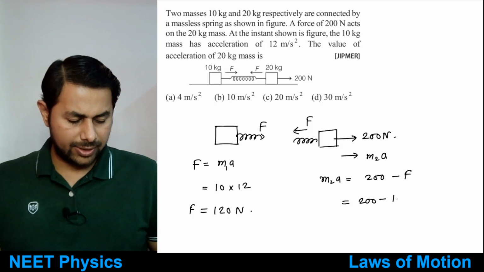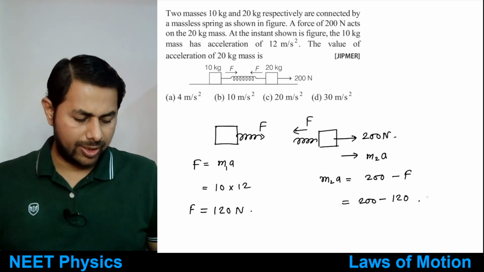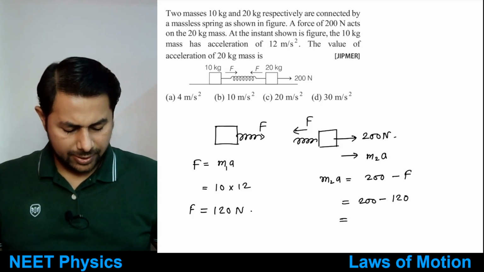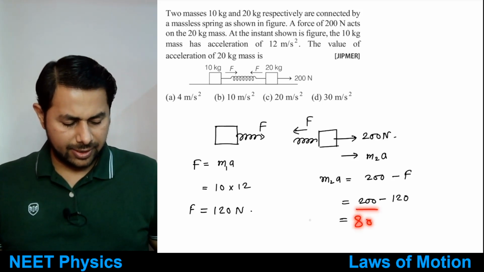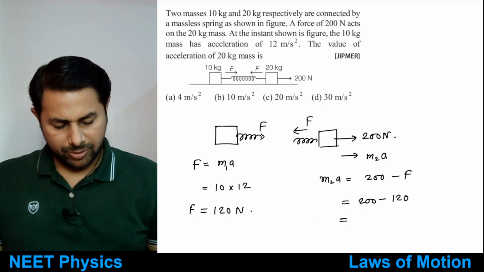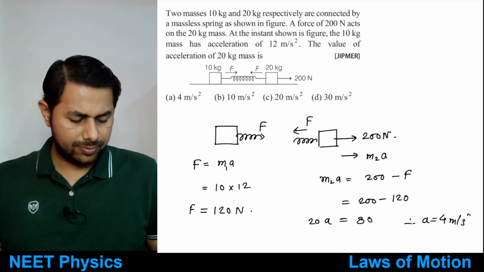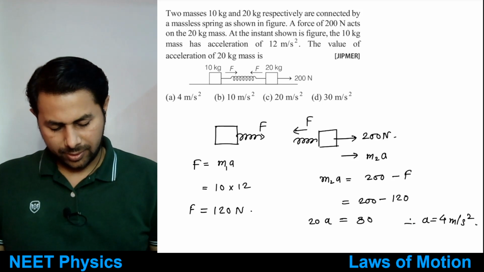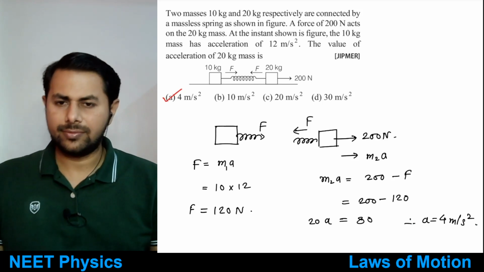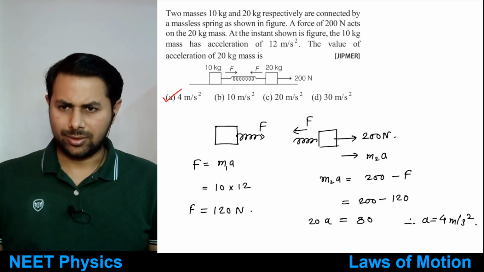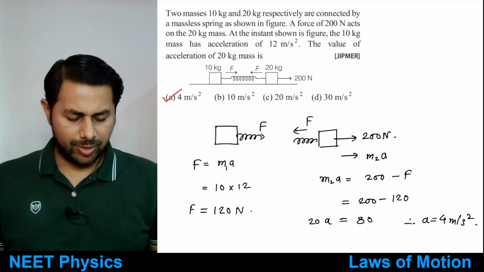Then just put the values. 200 minus the spring force will be equal, because it's the same spring, right? So this thing is 80, m2 times a is 80, m2 is 20, this is 20 times a, that's 80, and therefore a is equal to 4. Okay, this thing is clear? Everyone, is it clear? Okay, good. So these are very, very simple problems.